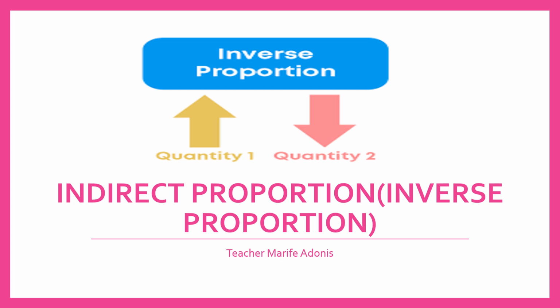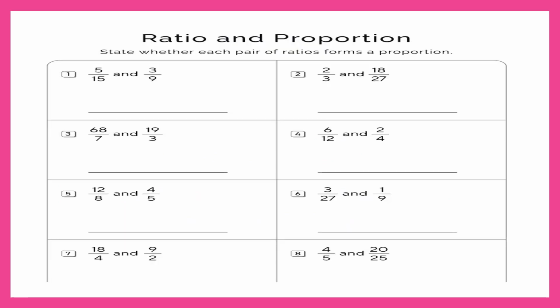It says here, quantity one goes up and the other quantity goes down. So this means it is opposite, no? Or inverse. Now, before we go on, let us review. State whether each pair of ratios forms a proportion. Okay, so number one here, 5 over 15 and 3 over 15, it's equivalent to 1/3.